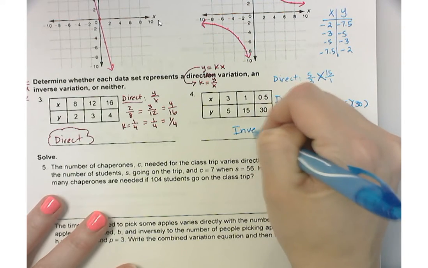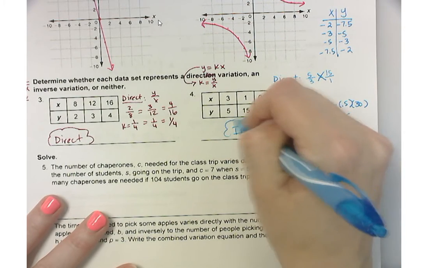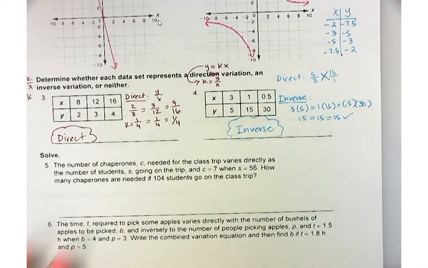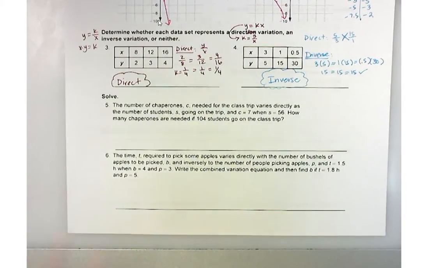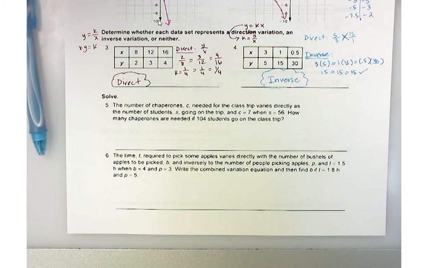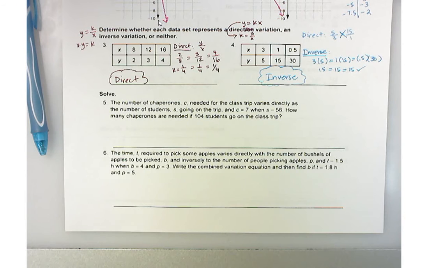All right, now we get some story problems. So when you're doing the story problems, you need to use the variables that are given to you, okay? So we're going to set up the equation. I'm going to get my highlighter. So it says the number of chaperones C needed for the class trip, so C, chaperone C, varies directly as the number of students S.